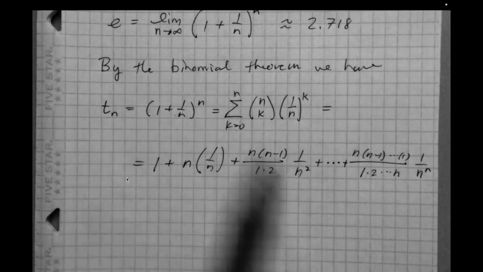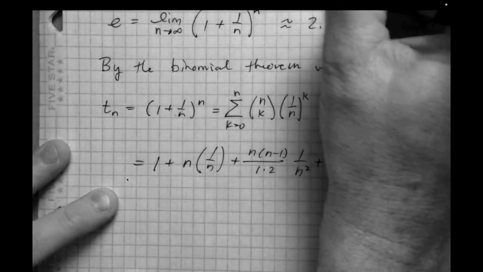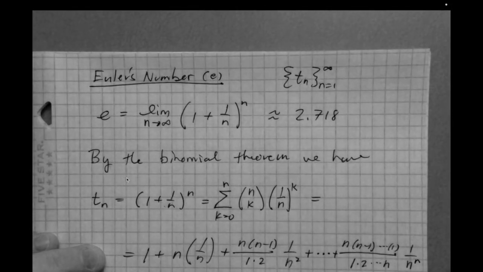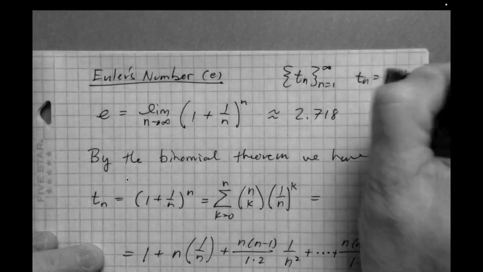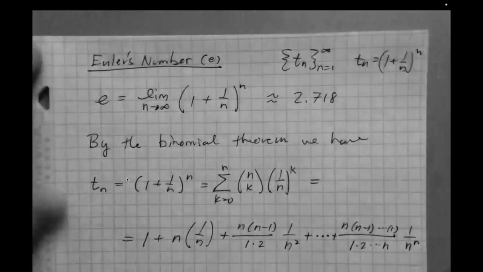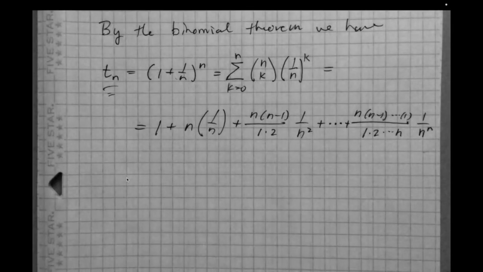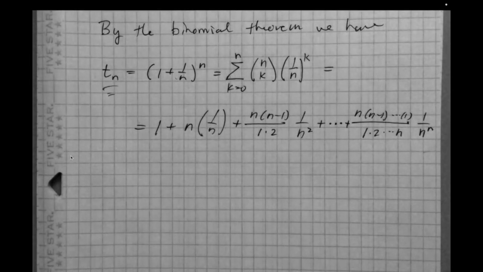Okay, and so remember, this is the nth term of a sequence T sub n. We're considering this sequence T sub n, where T sub n is equal to 1 plus 1 over n to the nth power. That was probably obvious, but I think I might have failed to introduce that. So let's just expand this nth term of the sequence using the binomial theorem. All right, and when we do that, we get this guy.